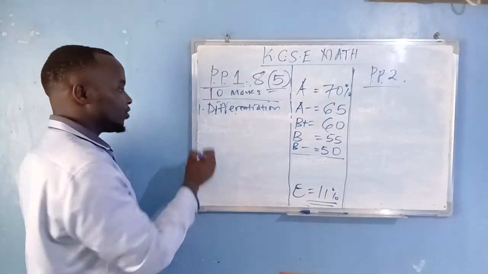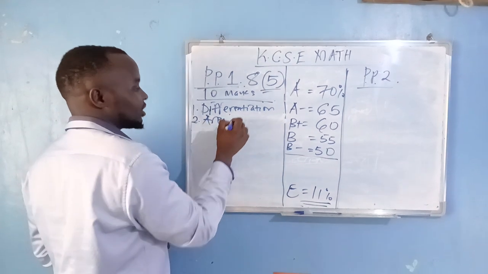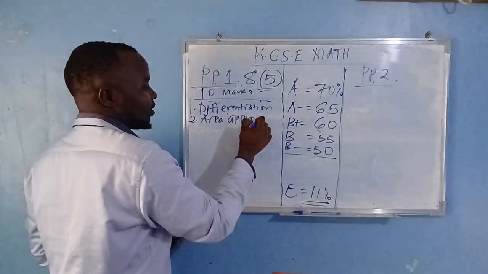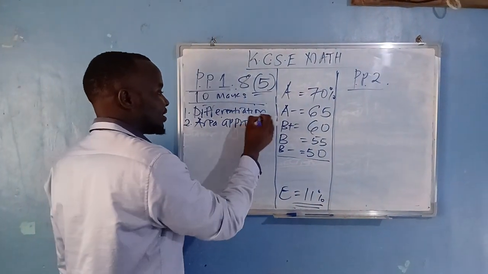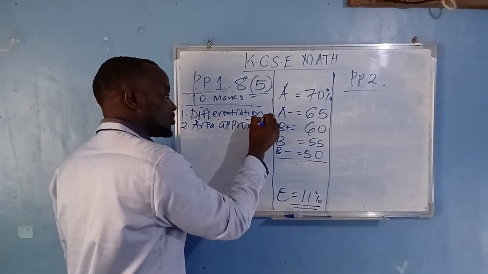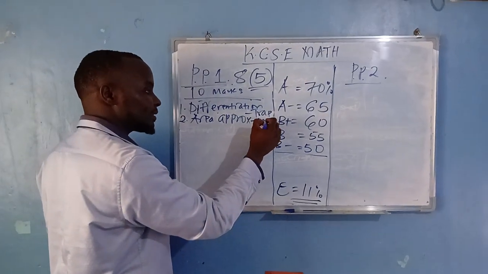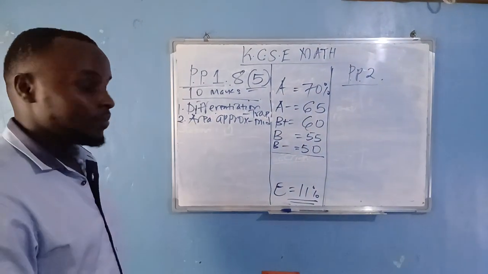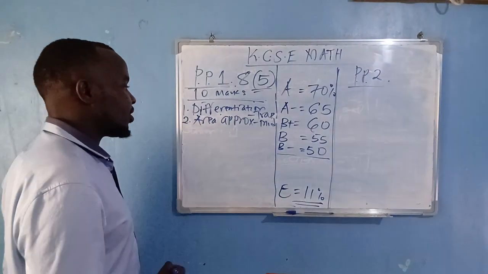The other topic in Form 4 which can be tested in Paper 1 is area approximation. Area approximation has mainly 2 concepts. That is the trapezium rule, or the trapezoidal rule, and the other concept is the mid-ordinate rule. So these are the only 2 topics from Form 4 which will be tested in Paper 1.